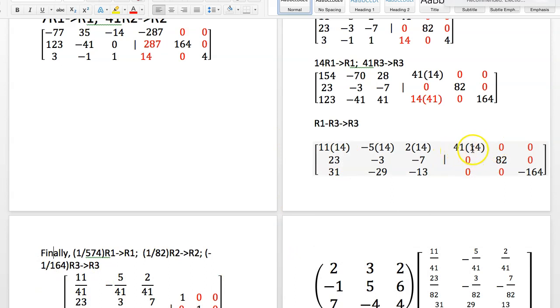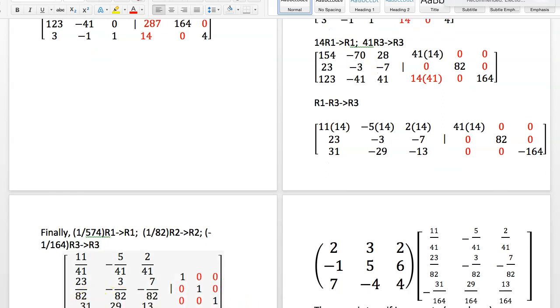Now this divided by itself is 1. And then the zeros don't care about the 574. So we divided this whole row by 574. Now row 2, I divided by 82. Now does anything reduce? I don't believe so, because 23 and 82 don't have anything in common except 1, but that doesn't count. Neither do 3 and 82, neither do 7 and 82, so no reducing there.